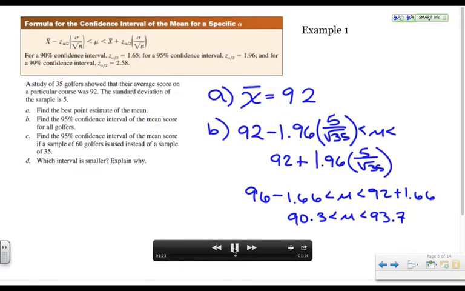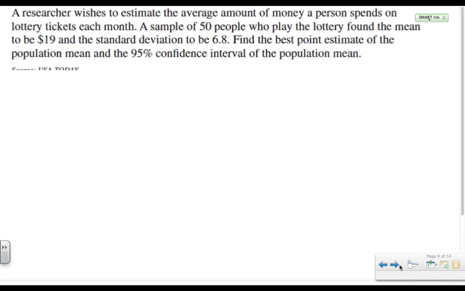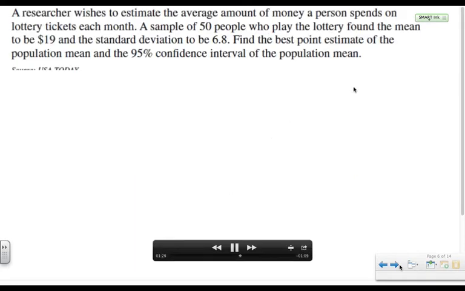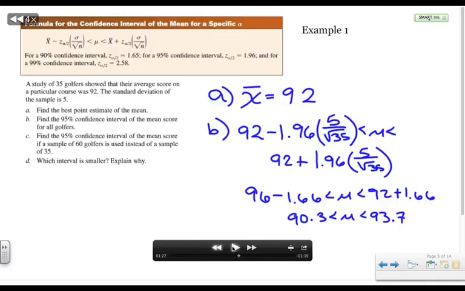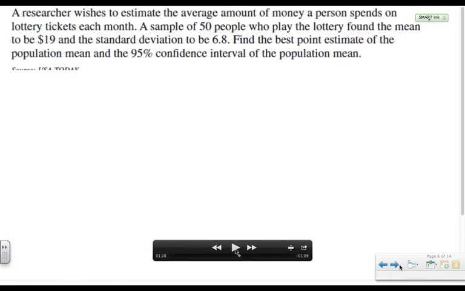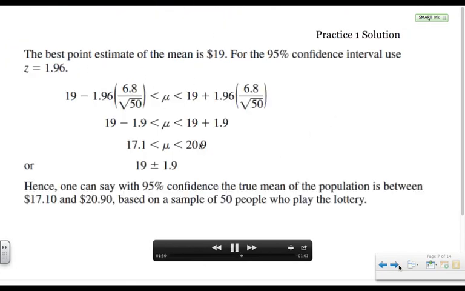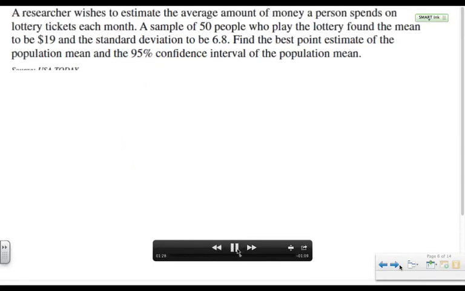I'm not sure that I actually did C and D. I didn't, I apologize. Sorry. Whoops, we're going to go back. Went too fast. So this is your, I'm sorry, messing up in the video. Okay, this is your practice problem.